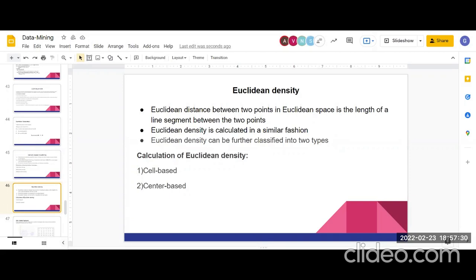So Euclidean density is calculated in a similar fashion, and based on the Euclidean density, the classification of calculating the Euclidean density can be classified into two more types. One is cell-based calculation of Euclidean density, another is center-based calculation of Euclidean density. So these are two approaches which differ based on the cell and center for calculating the Euclidean density.